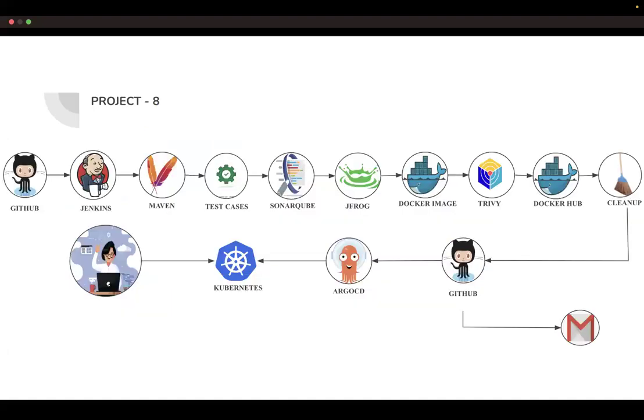Now, this is project number 7, and project number 8 is the entire Jenkins pipeline that I explained at the start of the class. Once the developer has pushed the code to the GitHub repository, the Jenkins pipeline will be started. In the Jenkins pipeline, the Maven build will be taken care of. Test cases will be executed, SonarQube static code analysis will be taken care of, and storing the artifact in a JFrog repository will happen, and creating a Docker image out of a Dockerfile will happen, and the Docker image needs to be scanned with Trivy, and that Docker image needs to be pushed to Docker Hub, and cleanup activities will happen, and we will be triggering the downstream.